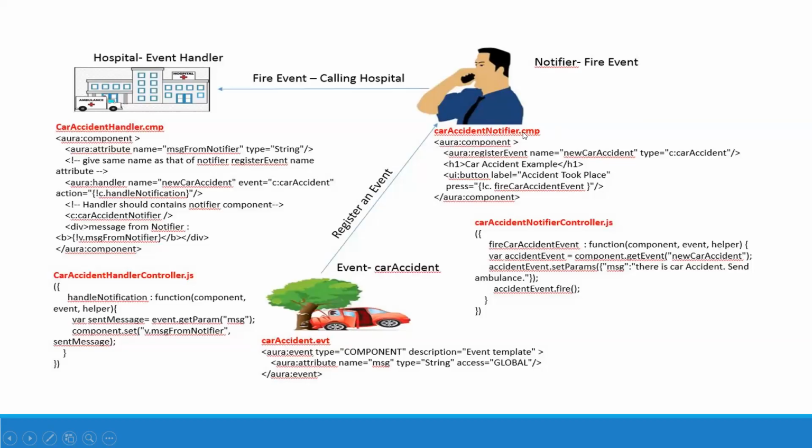So this is a child component, the car accident notifier. You can see the component name; it is just an example. So he registered this event. How can you register it, madam? This is the syntax: aura:registerEvent name equals what is the event name? CarAccident. You can give anything, but whatever name you give, that same name you have to use in type. So this event is now registered in Donappa's mind.